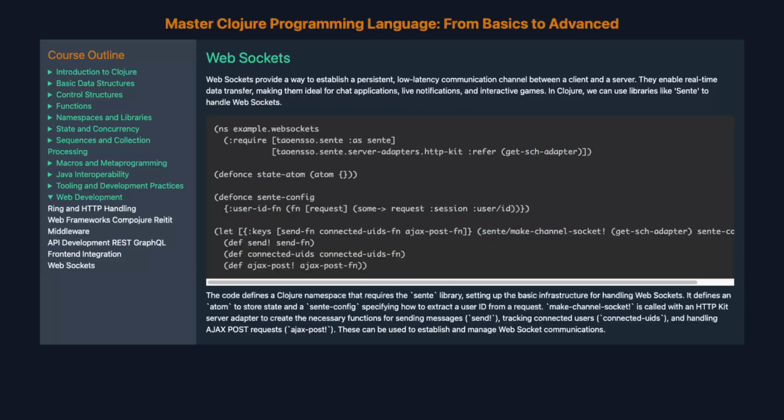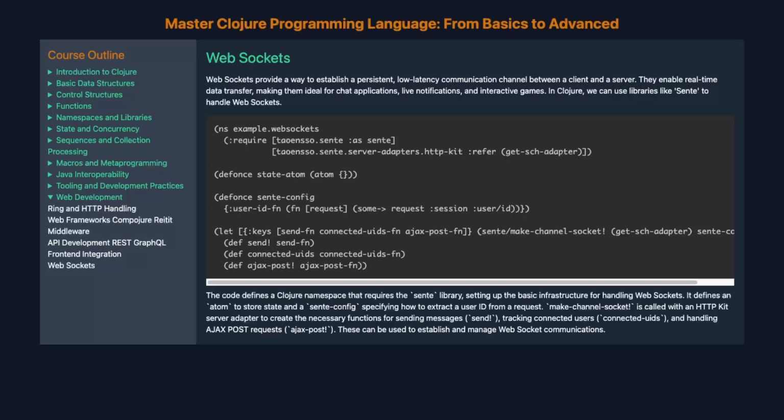WebSockets. WebSockets provide a way to establish a persistent, low-latency communication channel between a client and a server. They enable real-time data transfer, making them ideal for chat applications, live notifications, and interactive games. In Clojure, we can use libraries like Sente to handle WebSockets.